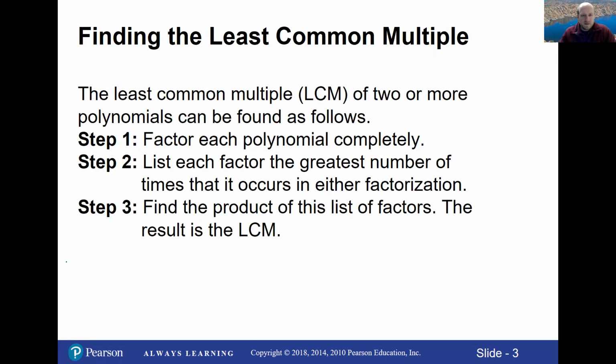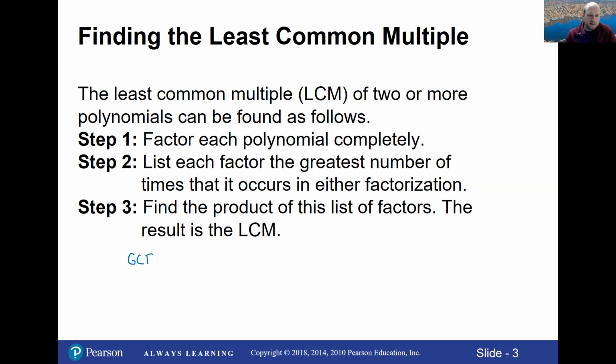So really, the first thing that we have to review is how to find the least common multiple. Basically, the least common multiple of two or more polynomials can be found by factoring each polynomial. Then we would list each factor the greatest number of times it occurs in each factorization. And then we find the product of this list of factors, and that result is the least common multiple. So remember, least common multiple is different than greatest common factor.